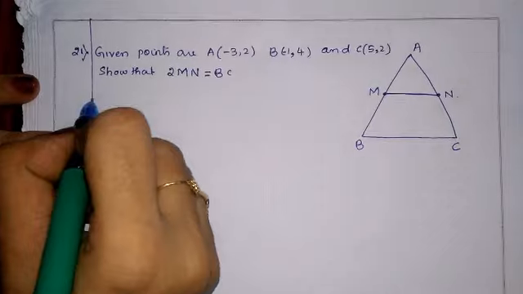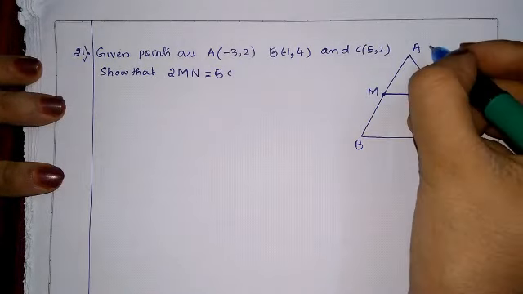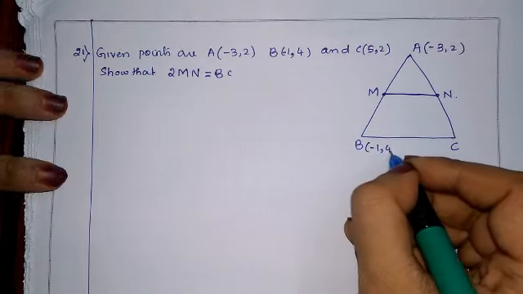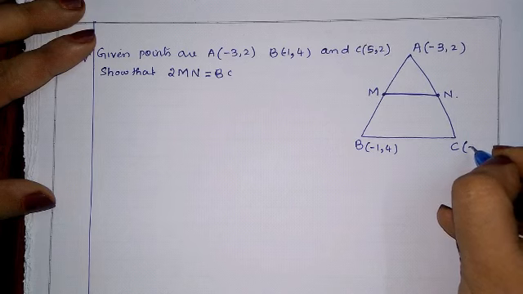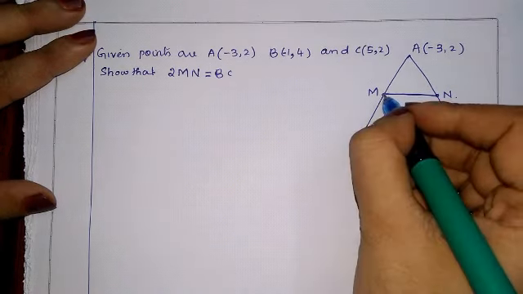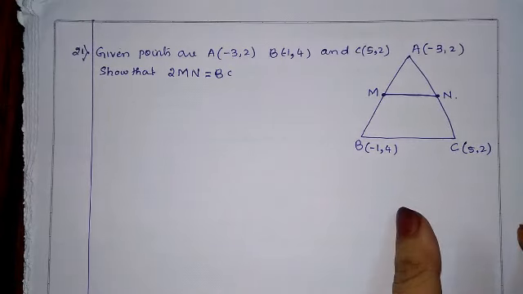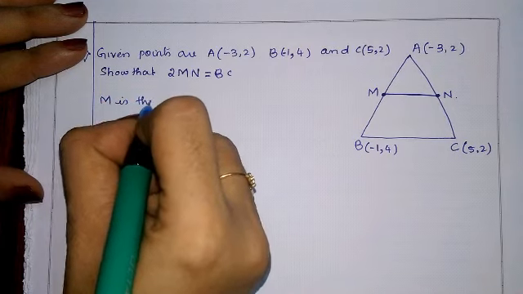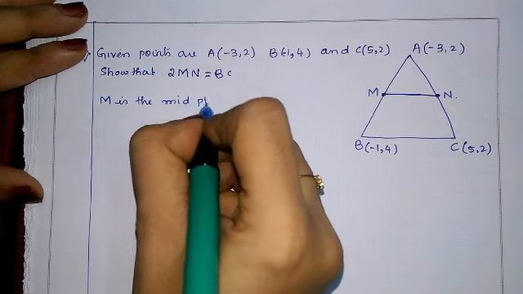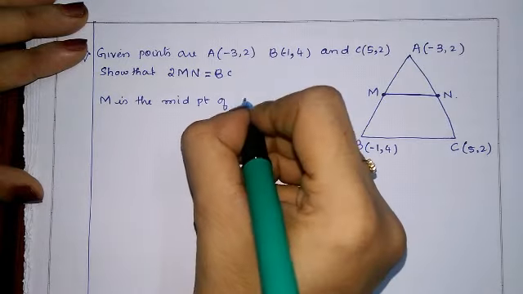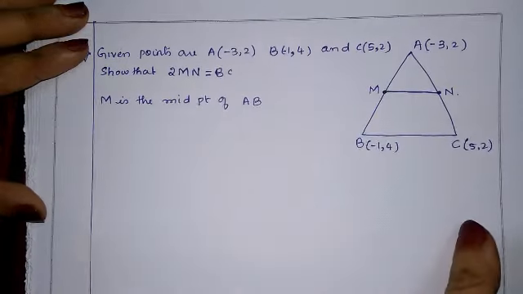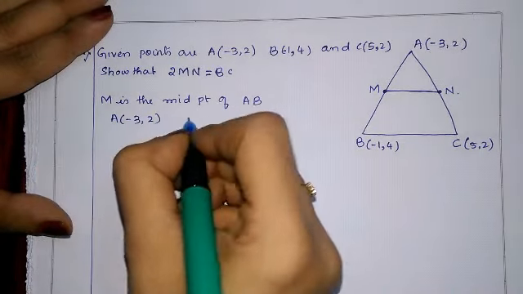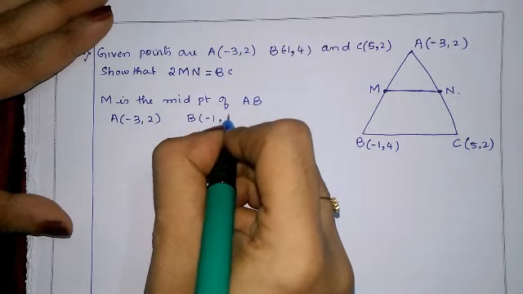Here we can see A, B, C. The A vertex is (-3, 2), B point is (-1, 4) and C point is (5, 2). Now we need the M point and N point. We don't know M and N. It is told in the question that M is the midpoint of AB. So let us find the point M. A value is (-3, 2) and B value is (-1, 4).